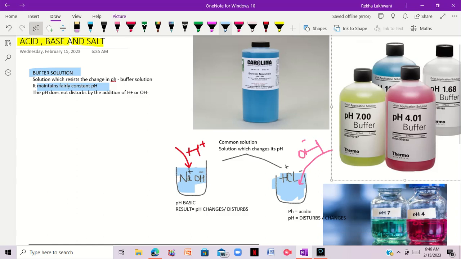So this is what a common solution is: a solution in which the pH will change. But on the other hand, we have the buffer solution whose pH will not change by the addition of OH ions or H ions, whatever you add, it will not change its pH, right? So I hope this is clear to you, right?